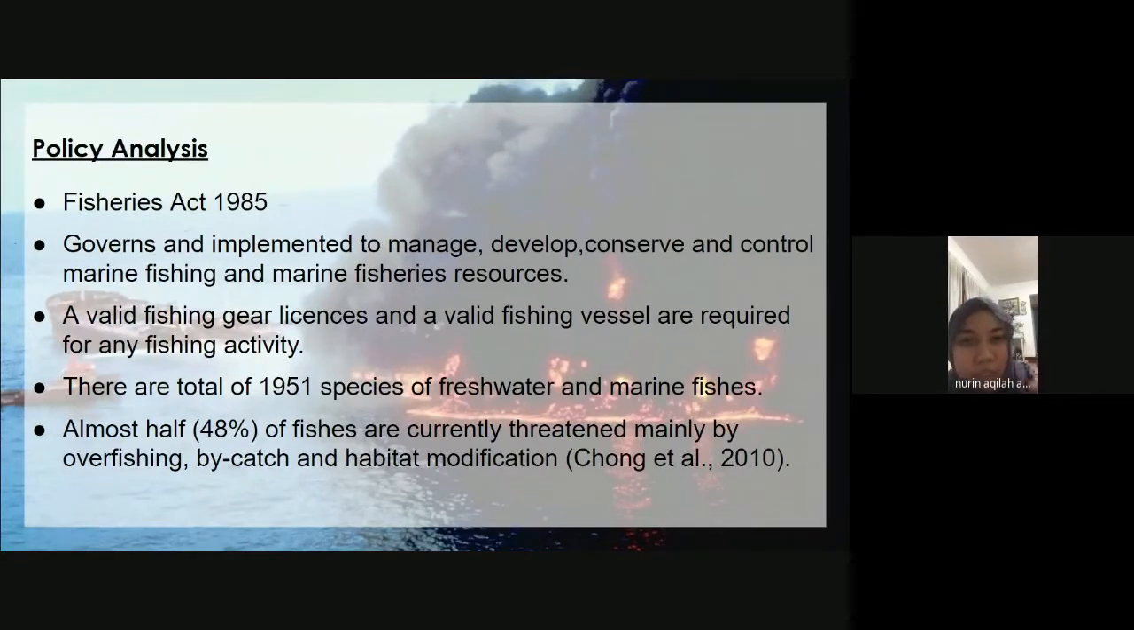So in Malaysia, there are a total of 1951 species of freshwater and marine fishes. However, according to Chong et al. 2010, almost half, which is about 48% of fishes, are currently threatened mainly by overfishing, bycatch, and habitat modification.